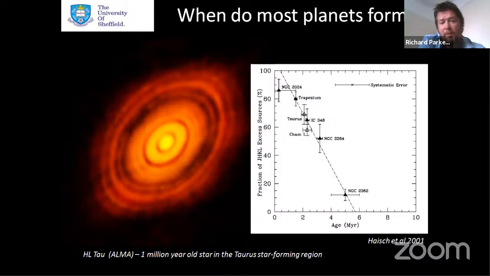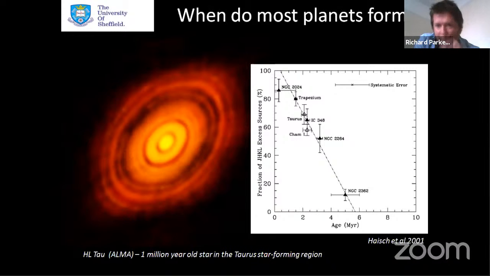This is the fraction of stars in star-forming regions that display an infrared excess in their spectral energy distribution as a function of the age of the star-forming region. The interpretation of this infrared excess is, of course, that they have a fairly massive circumstellar or protoplanetary disk. And the interpretation of this plot is that this protoplanetary disk doesn't last very long. So it's either forming planets, or it's being destroyed, or perhaps a combination of the two.